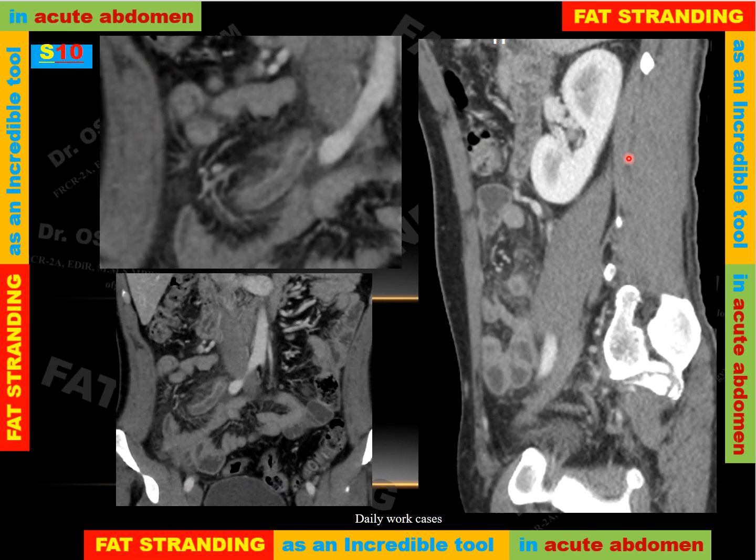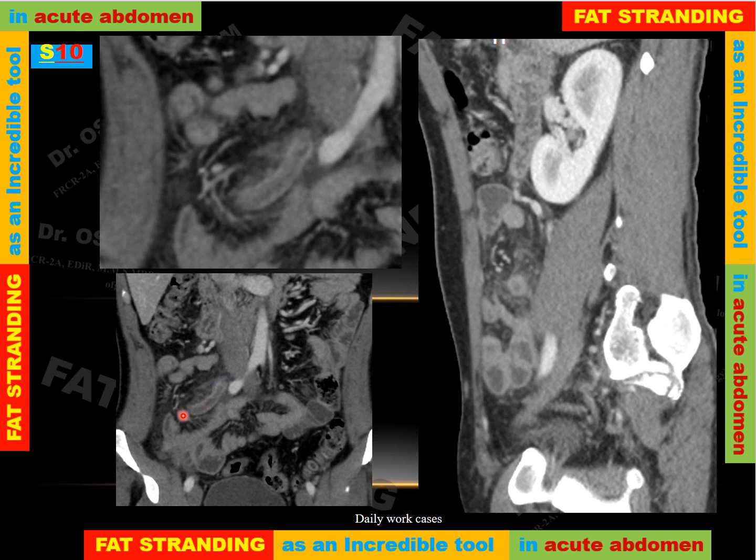Scenario 10 is fat stranding at the right lower quadrant region, which appears irregular and of high attenuation. In the right lower quadrant, consider appendicitis, Crohn's disease, and omental infarction. You should scrutinize the appendix.